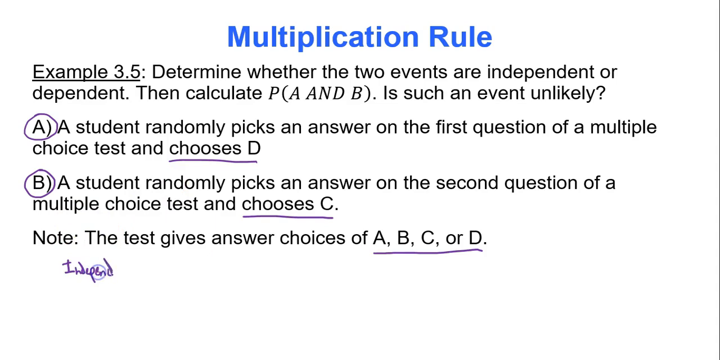So we say we are independent, and that's because choosing D on the first question does not impact the probability of choosing C on the second question.